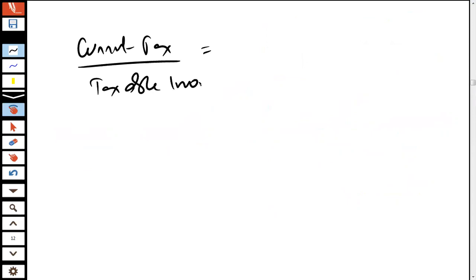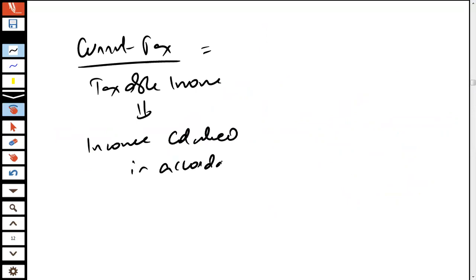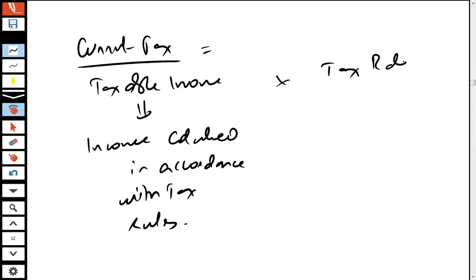So if we have to calculate the taxation, when it comes to the current tax, as I mentioned, the current tax is your taxable income. What is your taxable income? Your taxable income is your income calculated in accordance with tax rules. Multiply that by the tax rate, whichever is the applicable tax rate.